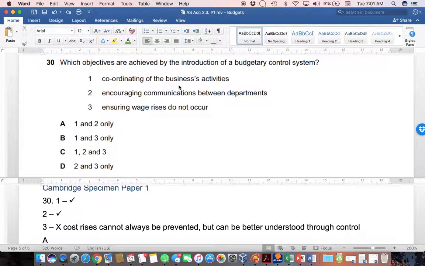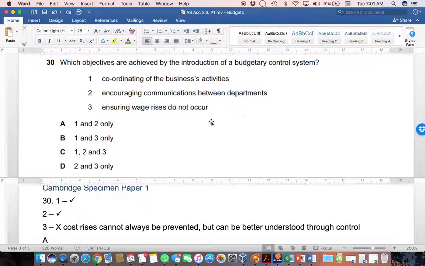So, how does it help? Number one, coordinating the business activities. Yes, you're able to look at all the different activities and look at coordinating them or seeing how they work together. So, number one is an option. Number two, encouraging communications between departments. Absolutely. If your departments don't talk to each other properly, there's no way that you're going to get an accurate budget in the first place.